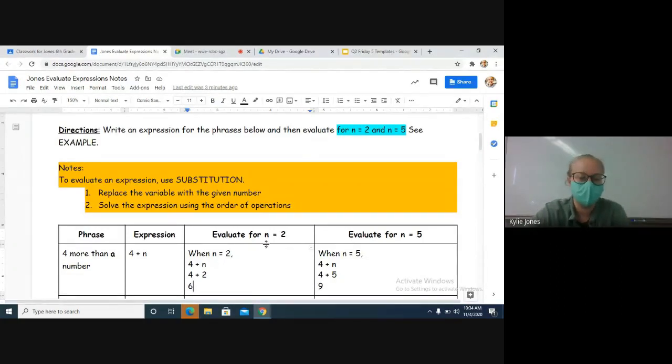So the first one, when n equals 2, we replace the letter n with the number 2, and then we can solve. 4 plus 2 is 6 to get our answer 6. In our second box, when n equals 5, you take your n in your expression, replace it with the number 5, and we can add. 4 plus 5 is 9. There's the 9. So we're essentially just taking out our variable, getting rid of the letter and replacing it with the number they told us it was.